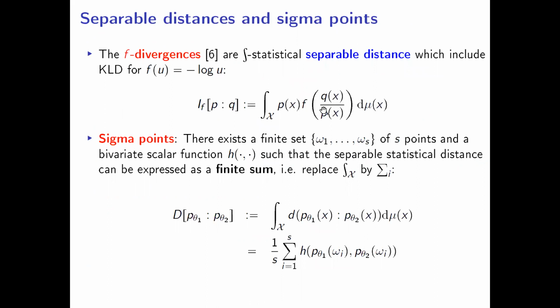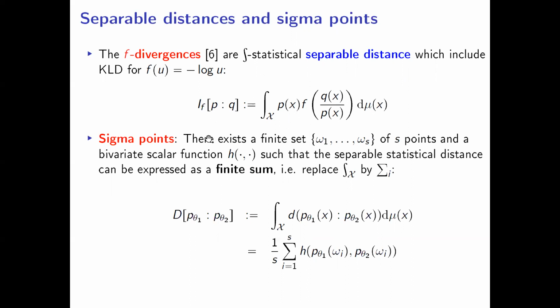So the KLD is one instance of a more general class of distortion measures that are called f-divergences. If you take a convex generator f of u, you can define the f-divergence between P and Q by this formula. And if you take minus log of u here, you will find the KLD formula. The important point is that KLD and f-divergence are separable divergences, in the sense that you can express them as an integral of some scalar divergence quantity.